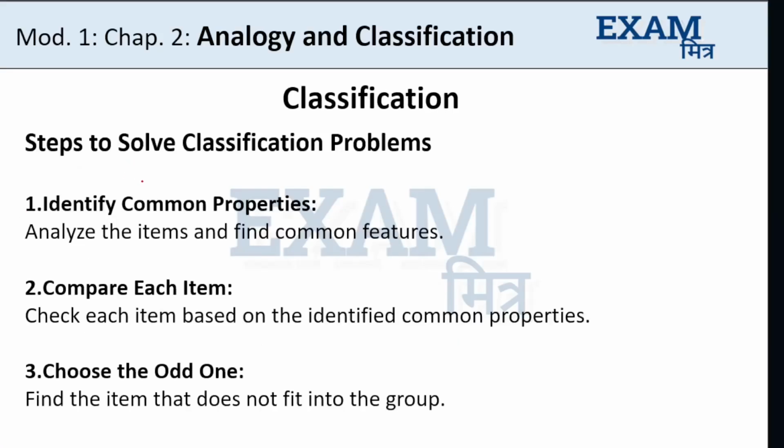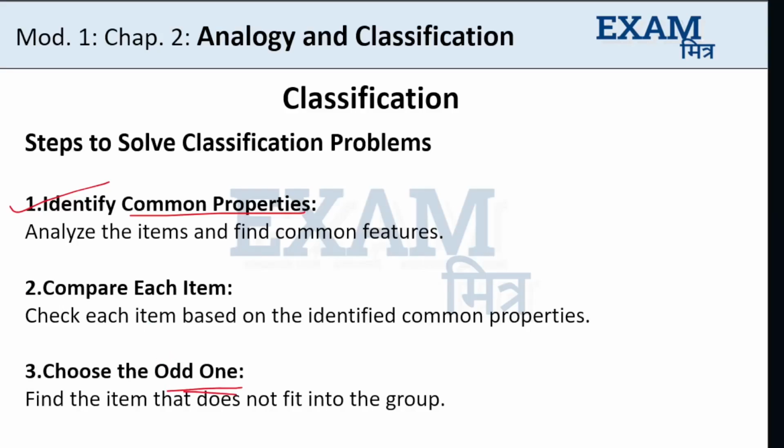Now, how to solve questions based on classification? The first step is to identify the common property. We need to identify the common property between the pairs or the groups. Compare each item and then verify whether the property that we establish in the first group holds with the second group as well or not, and so on. And then after checking the same property in all the available options, we can easily choose the odd one out.